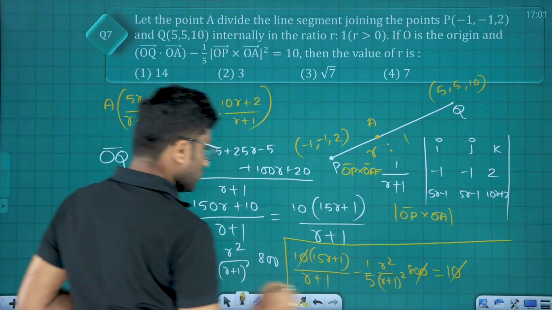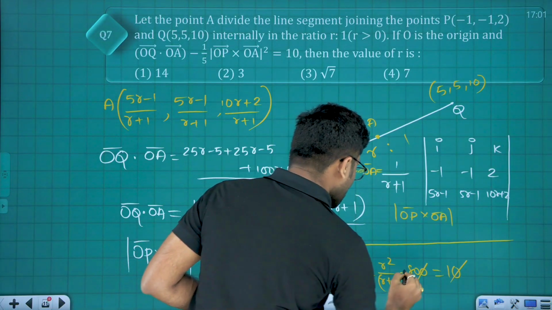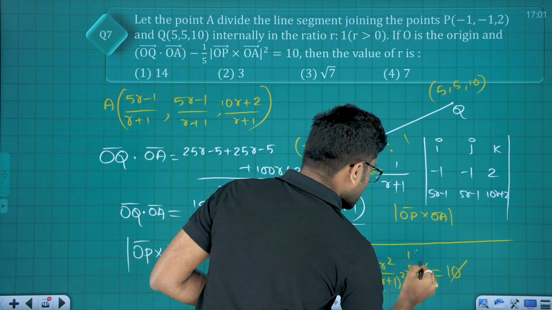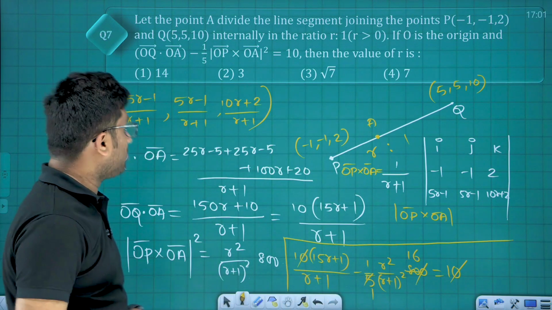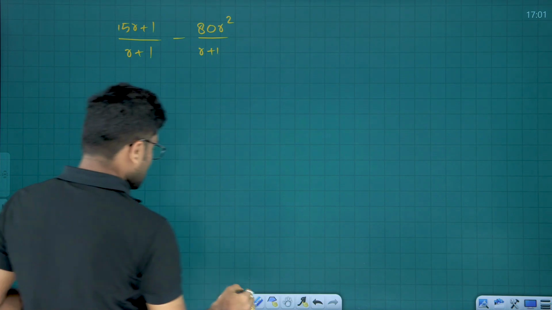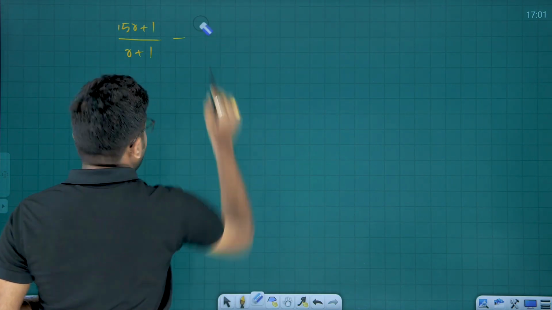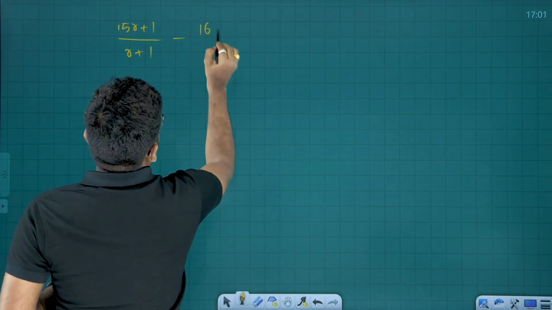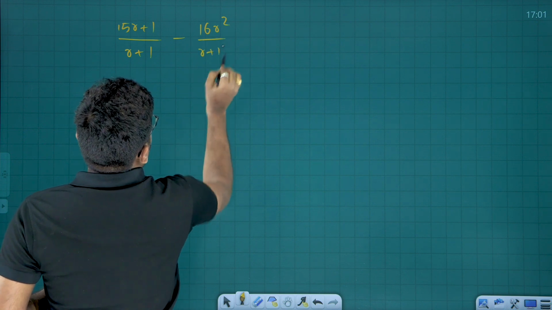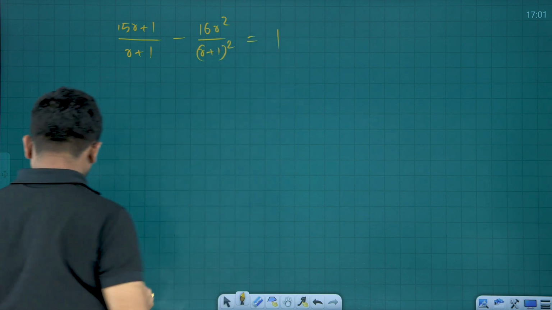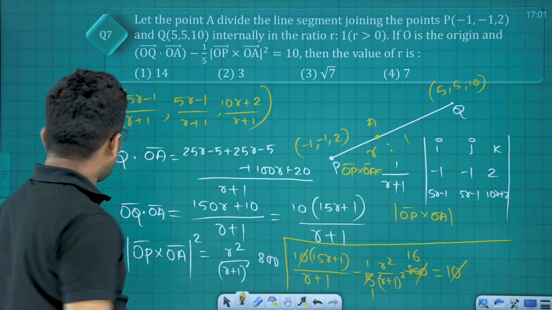Acha, we have 5 also, no? So let's cancel. 5 1 ja 5, 5 6 ja 30. So 16r square divided by r plus 1 whole square is equals to 1. Right hand side there is nothing.